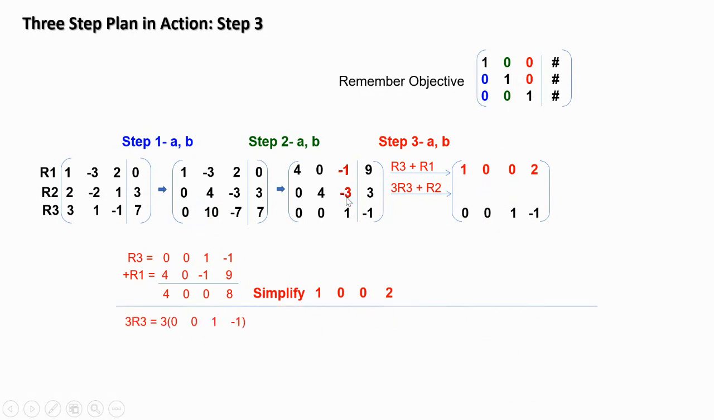So to eliminate the -3 in row 2, we multiply 3 times row 3, which will give us 0, 0, 3, -3, and we're going to add it to row 2. We get 0, 4, -3, 3, so it'll be 0, 4, 0, 0. So remember, guys, we want it to be a 1 there. So we simplify, we divide everything by 4. So we're going to get 0, 1, 0, 0. That's my new row 2.